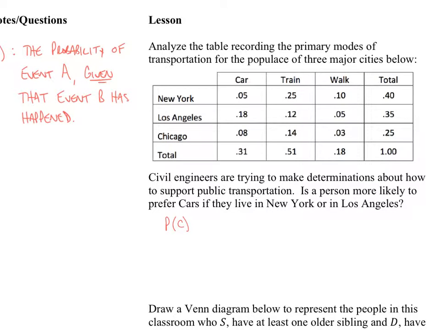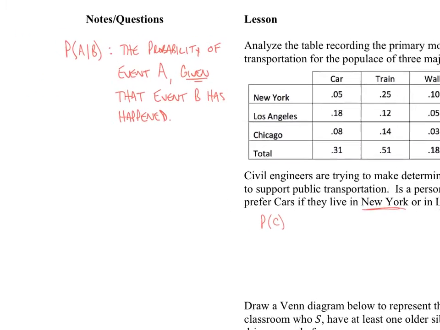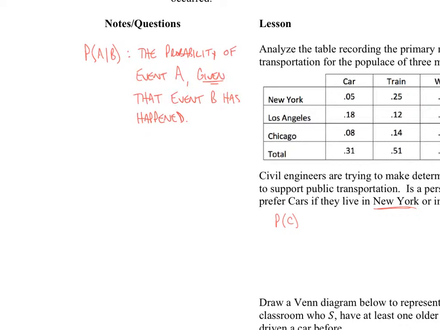I want to know what the probability of them preferring a car is if they live specifically in these 2 cities. So I'm not going out of this whole population anymore. I'm choosing from these 2 subgroups. So just this one time in words, I think it would be helpful to write out what this is actually asking in words. So what we're trying to do here is to compare these 2 probabilities.